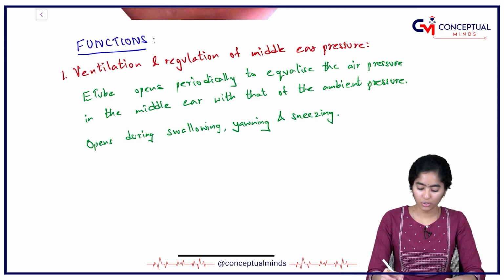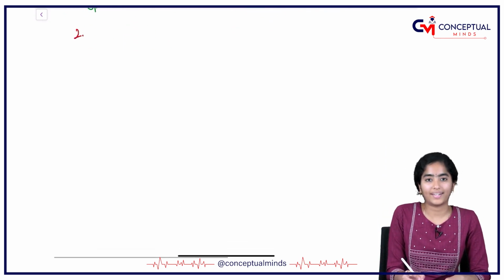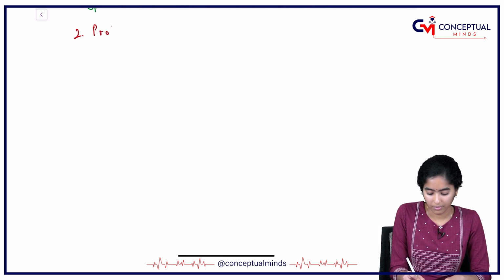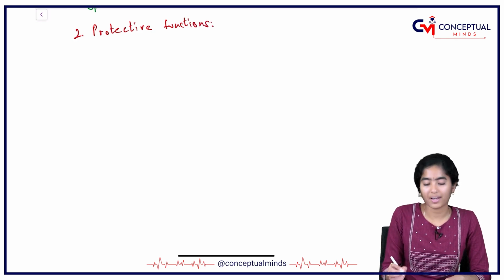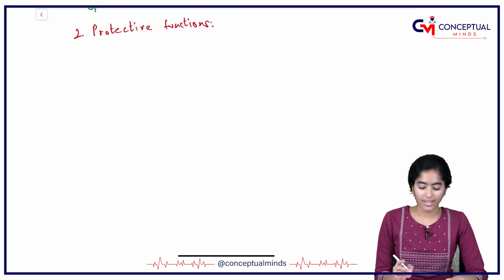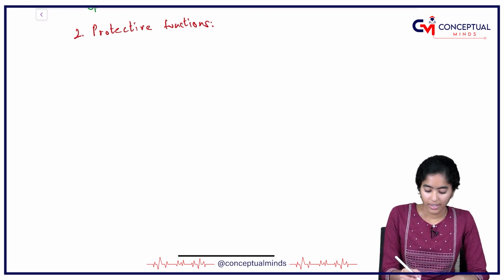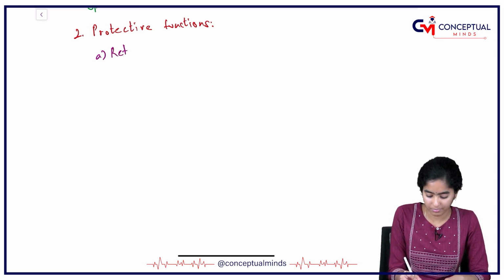The next function of the Eustachian tube is a protective function. There are 2 ways by which the Eustachian tube protects the middle ear. One is it protects the middle ear from the reflux of nasopharyngeal secretions.